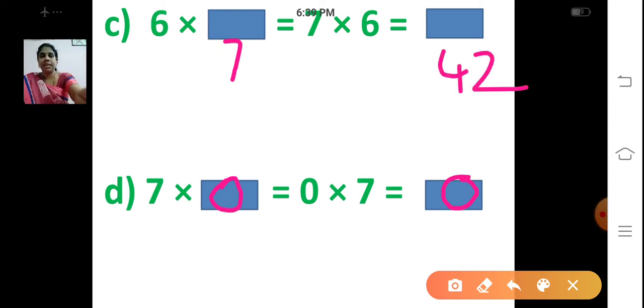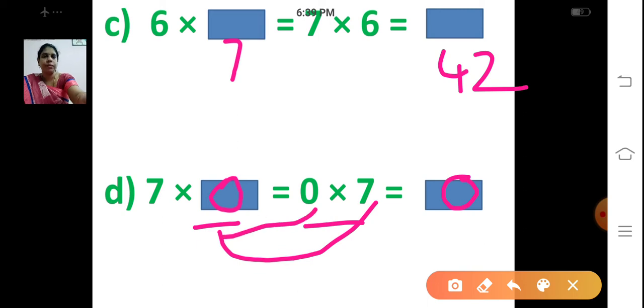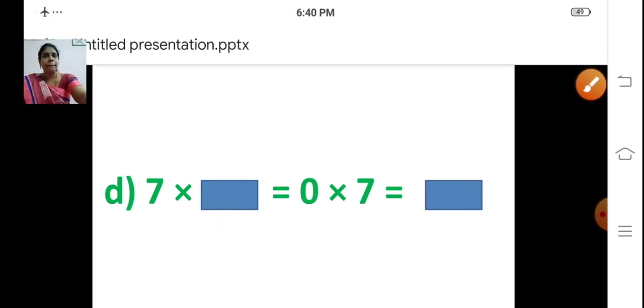So now in this sum, 7 into dash is equal to 0 into 7. Now change the order. So 0 into 7, 7 into 0. When you multiply any number by 0, the answer will be 0. So write 0 in the box.